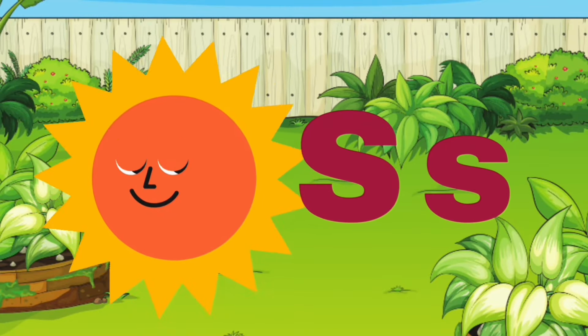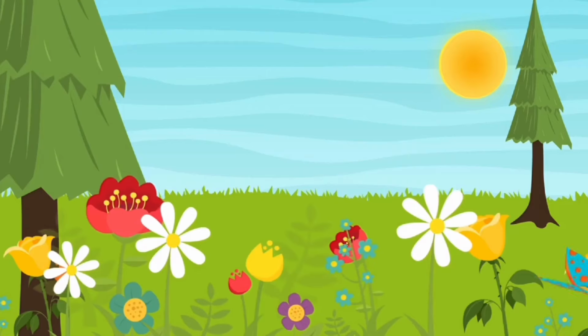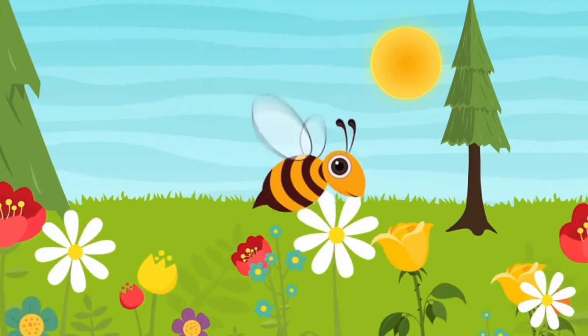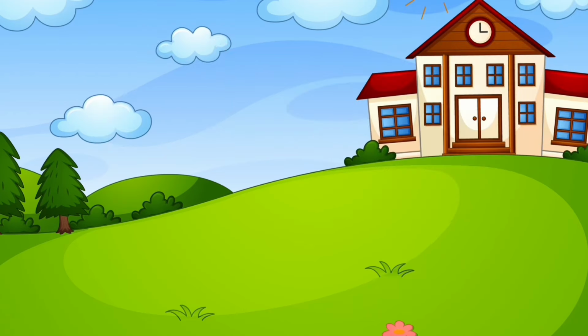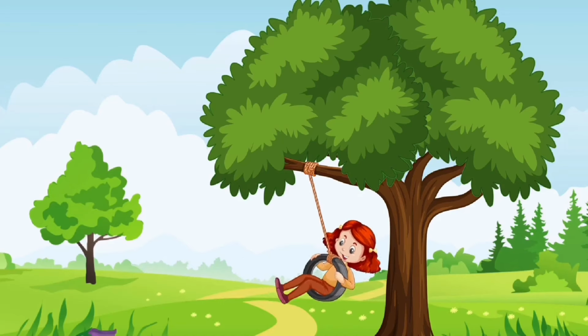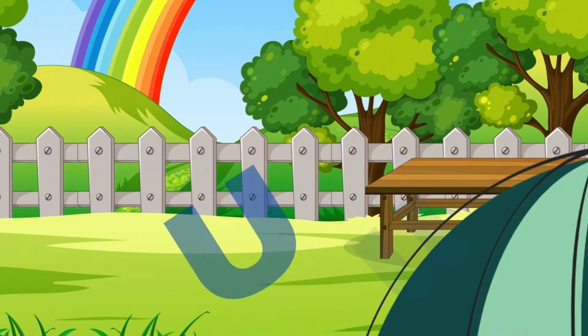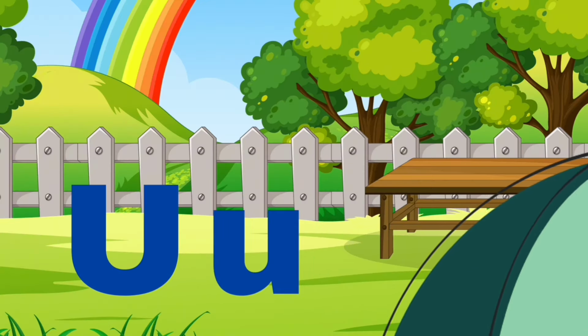S is for sun. Sun. Sun. S, sun. T is for tree. T, t, tree. T, t, tree. T, tree. U is for umbrella.